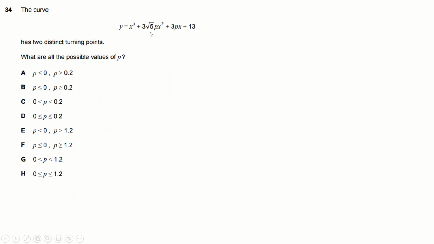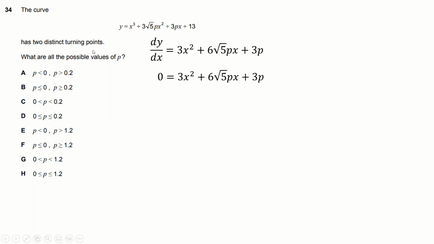34. This curve has 2 distinct turning points. We see turning points, we differentiate, right? So we differentiate, that makes that. Good. What are the possible values of P for this to have 2 distinct turning points? So I want this here to have 2 solutions to it. So okay, what do? Well, I set it to 0. Of course, turning points happen when dy by dx is 0. So I want this to have 2 solutions, I guess, now, is what I should have said.